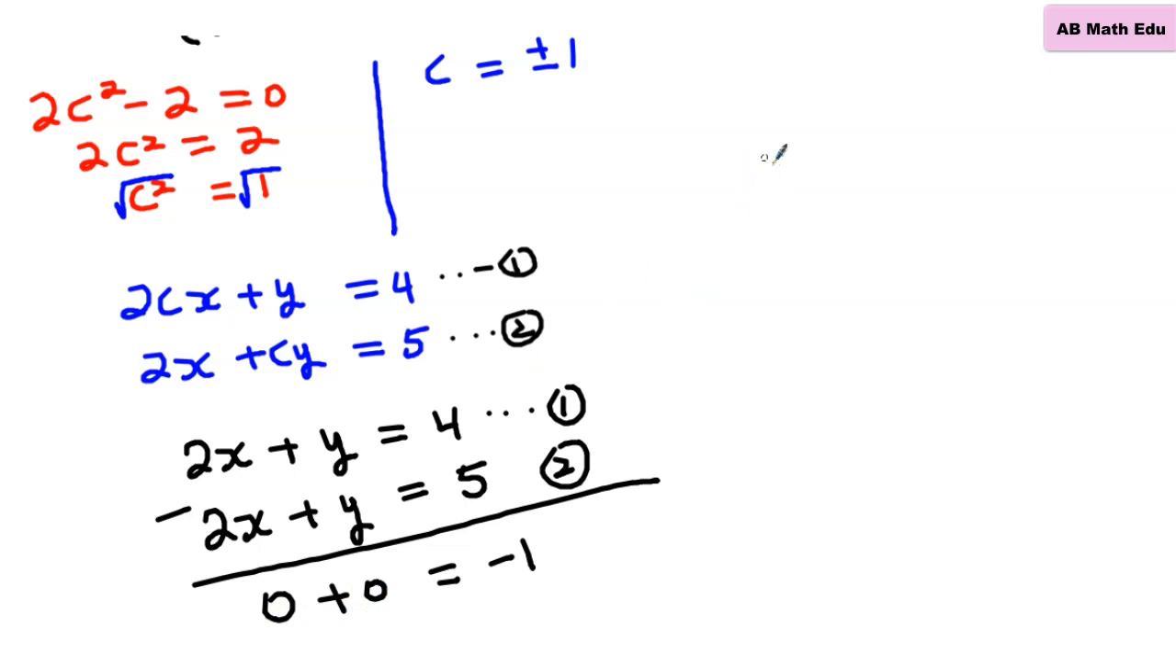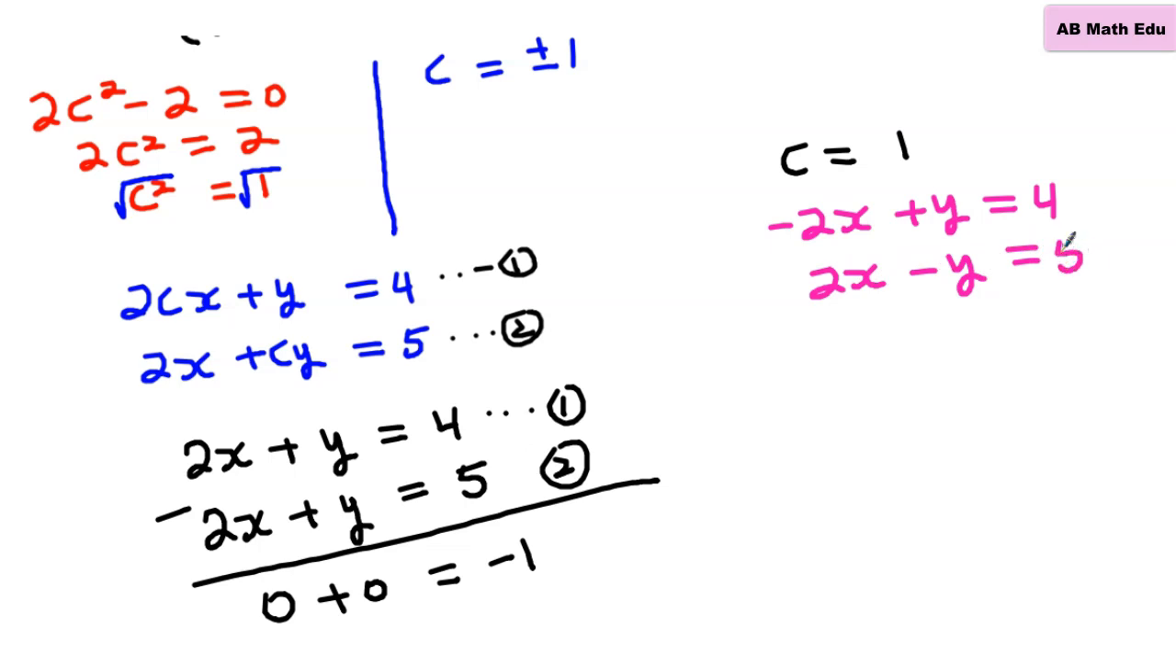We can also try when C is equal to -1, and we plug it in here and there. We realize that it's going to be -2x plus y equals 4, and the other one is going to be 2x minus y equals 5. Here if we add them, we get 0, and here we get 0, and we get 9. Realize that the variable we are looking for has vanished, so therefore we are not getting any solution.